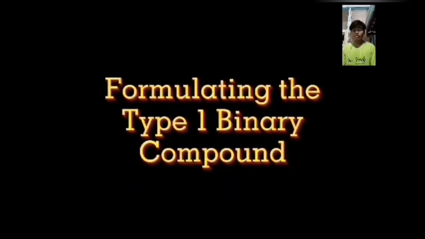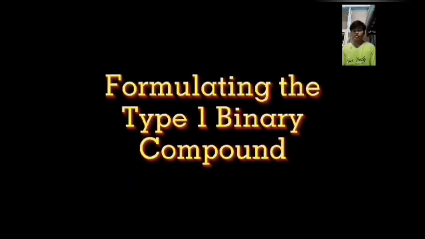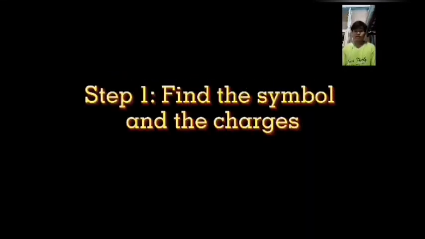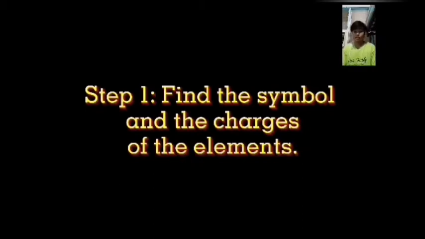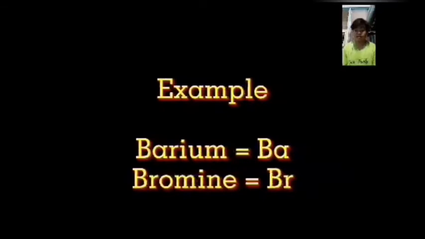Now, when it comes to formulating this compound, you just need to find their symbols and their charges. Take a look at this example. We have here the symbol for barium, which is Ba, and has two positive charges. On the other hand, we have bromine, which is Br and has one negative charge.